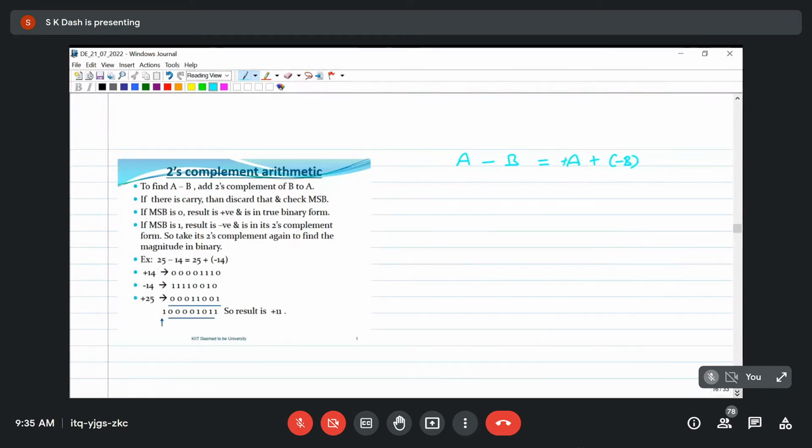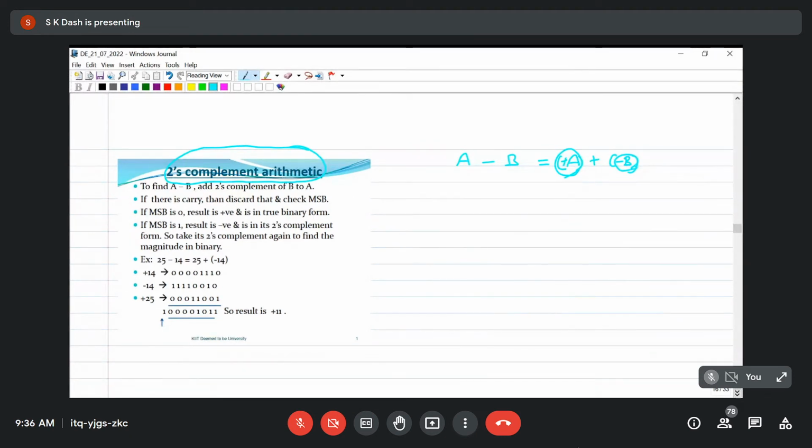Instead of a minus b, I can write plus a plus minus b. I know how to represent minus b, and I know how to represent plus a. Then the subtraction problem becomes an addition problem. So we have only this: how to do this 2's complement arithmetic, how to do this using the 2's complement method. There are certain rules for how we can perform this.